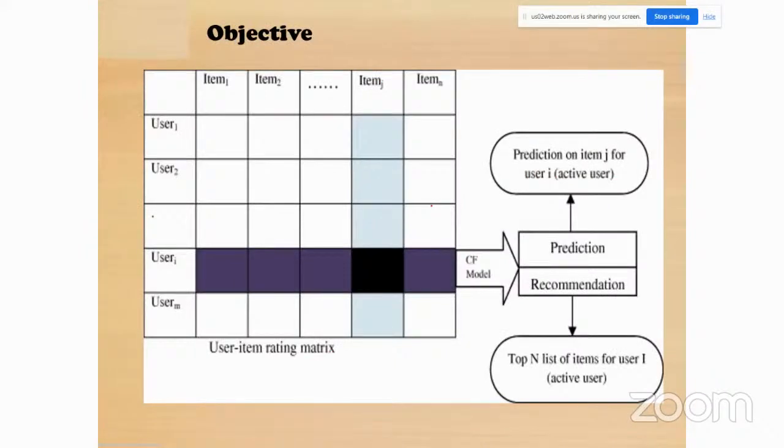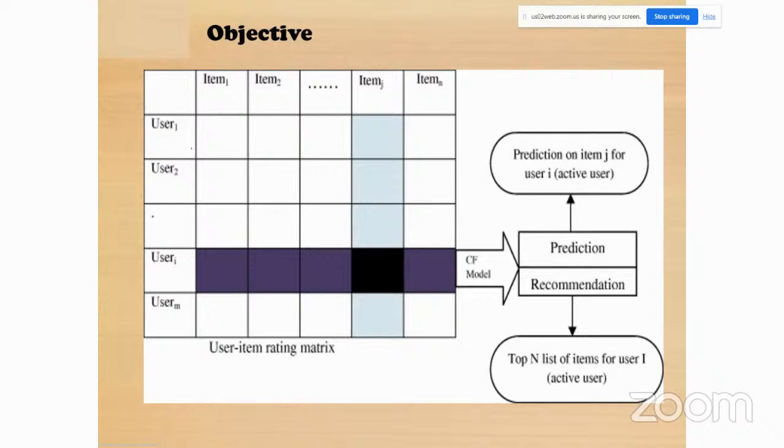Now the question is, what is the objective of this recommendation system? As you can see in the previous user item matrix, some of the ratings are missing. For example, user one to item two rating is not available. So our objective is to find this rating, that is called rating prediction. Once we have done rating prediction, then the recommendation system will decide whether item two is going to be recommended to user one or not. That is the basic idea behind this collaborative filtering process. Basically, we have to look for rating prediction followed by recommendation based on the rating.